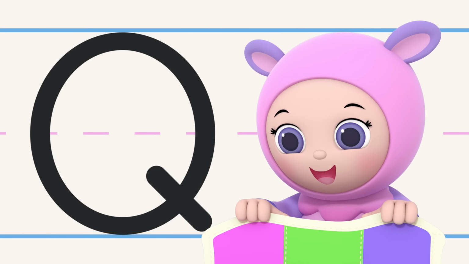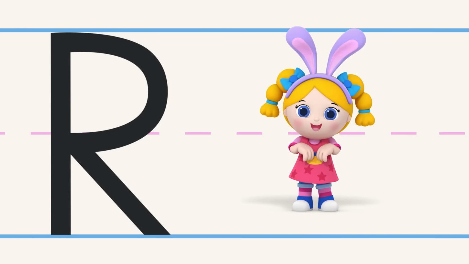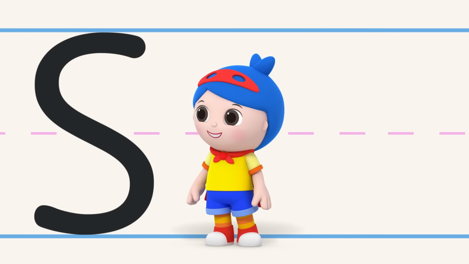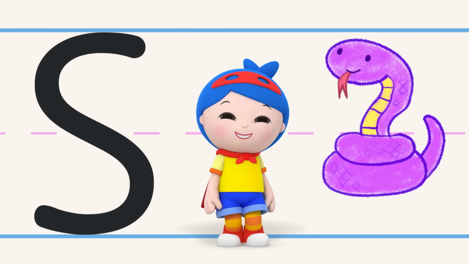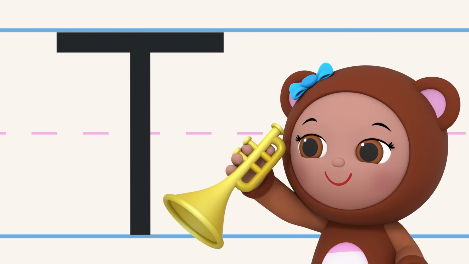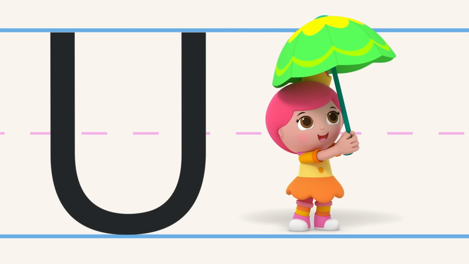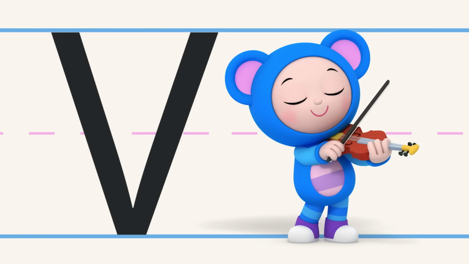Q, quilt, sew a quilt. R, rabbit, hop like a rabbit. S, snake, slither like a snake. T, trumpet, play a trumpet. U, umbrella, open your umbrella. V, violin, play a violin.